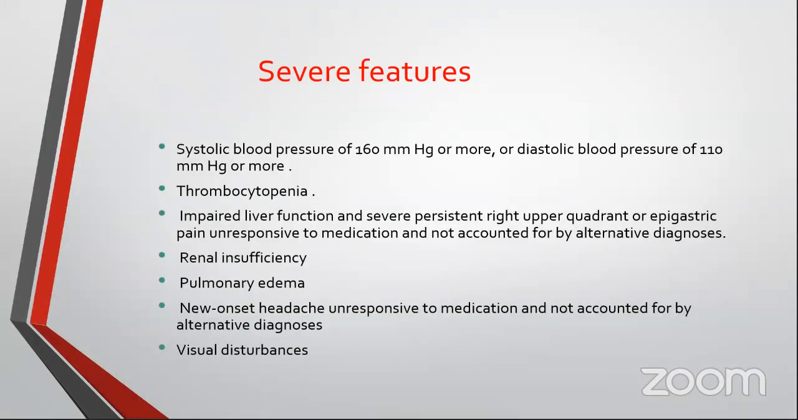What are the severe features? Because we said there is preeclampsia without severe features and preeclampsia with severe features. So what are the severe features? First of all, when the systolic blood pressure is 160 or more, or the diastolic above 110. Thrombocytopenia, impaired liver function, renal insufficiency, pulmonary edema, new onset headache unresponsive to medication, and visual disturbance. These are severe features. So if you find any of these, you will diagnose preeclampsia with severe features, which needs specific consideration.